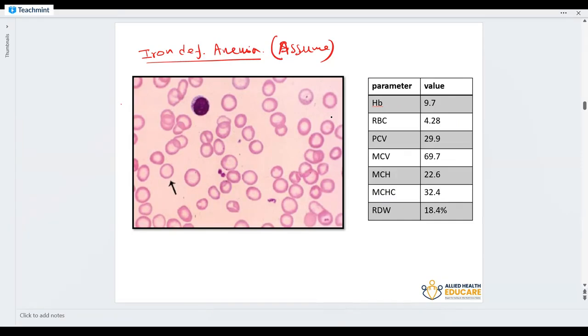Now it is the exercise time. This is the blood picture, this is the PBS, and this is the CBC parameter and its value. Here we can see that hemoglobin value is low, RBC value is slightly low, PCV value low, MCV value less than 80, MCH value less than 26, and RDW value is greater than 14%. There is microcytic hypochromic RBC, and anisopoikilocytosis exists. So we can interpret it as iron deficiency anemia.